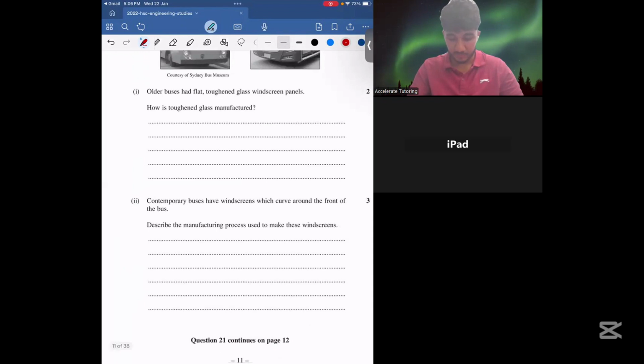Part 2 says contemporary buses have windscreens which curve around the front of the bus. Describe the manufacturing process used to make these windscreens. Now, curved windscreen glass is produced by placing correctly shaped pieces of float glass across the metal mold. Now, float glass is like liquid glass, so it's not fully cured yet, so it's not in its hard shape. It's still relatively easy to mold. And you will put it on a metal mold, which is the perfect shape of the entire window itself. And then the glass is evenly heated until it sags to take the shape of the mold. It is then left to cool. When it's cool enough, they remove it from the mold and prepare it for the lamination process.